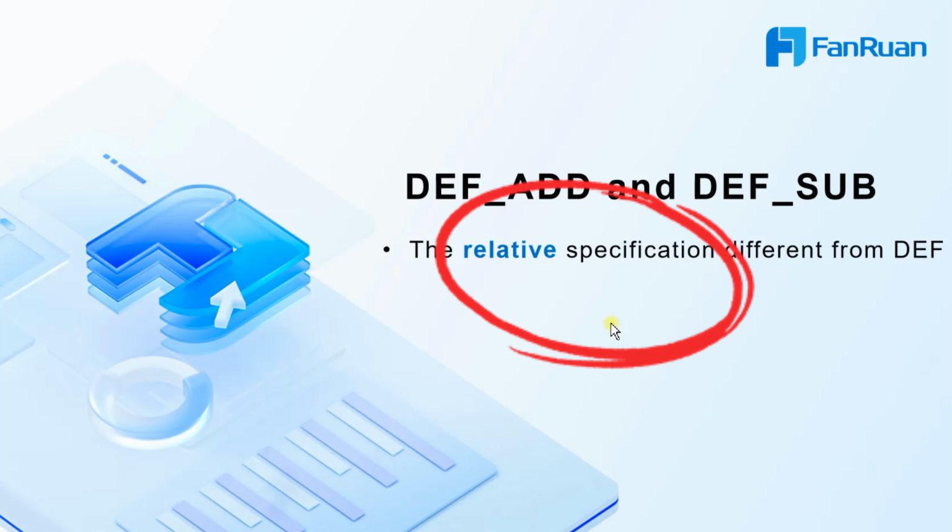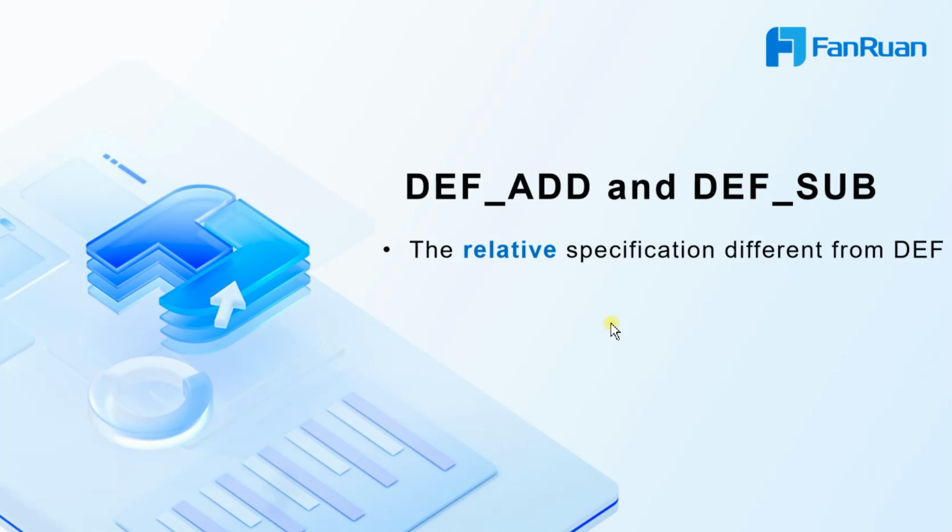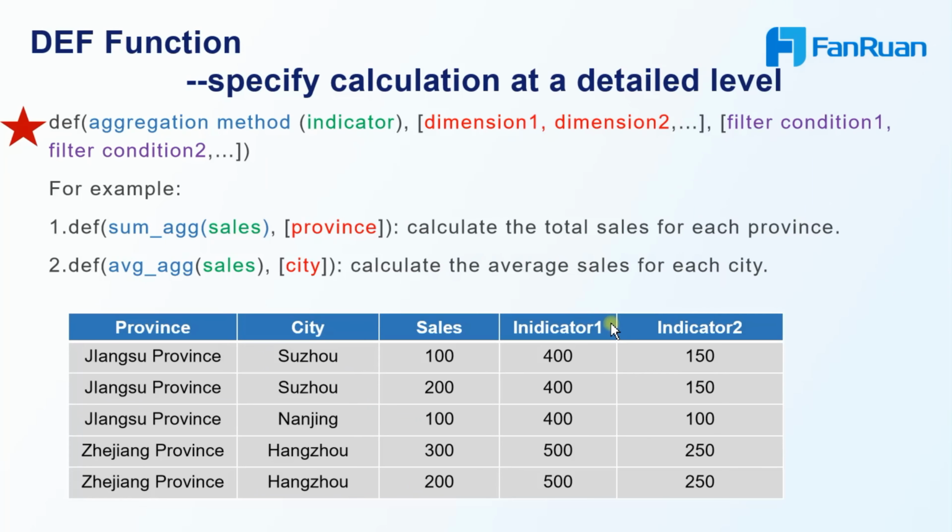This flexibility is what we call relative specification. At this point, you may be confused about what relative specification is. No worries, let's first review the concept of define. The function define allows us to specify detailed levels of calculation. We can use these three parameters to specify which indicator to aggregate, how to aggregate it, and based on which dimension. Additionally, the third parameter includes filtering conditions.